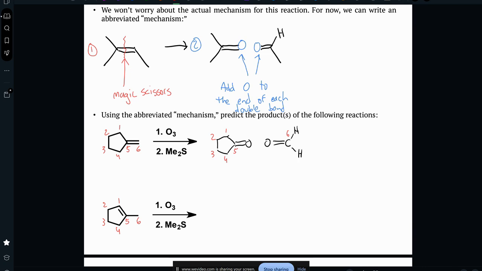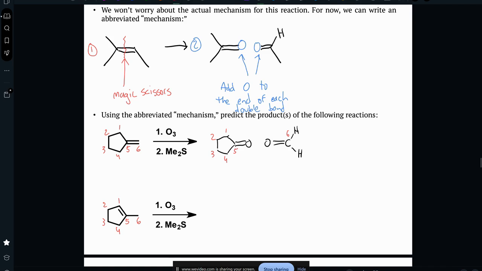All right, so notice I numbered my carbons. When I split this up, I renumbered my carbons to make sure I kept track of them all. Hopefully you were able to come up with these two products for this first case. What about this second case?